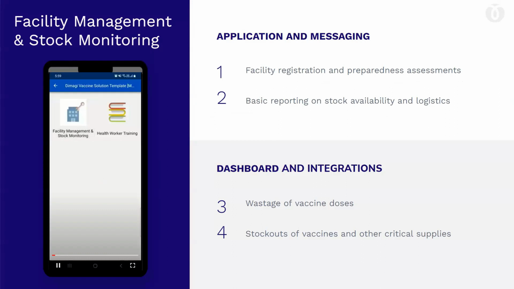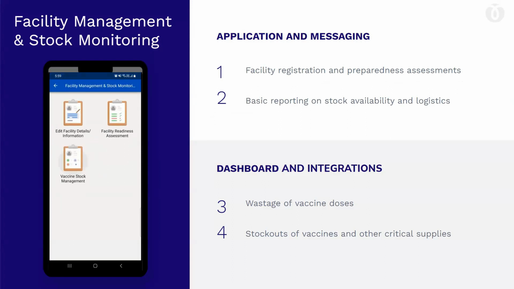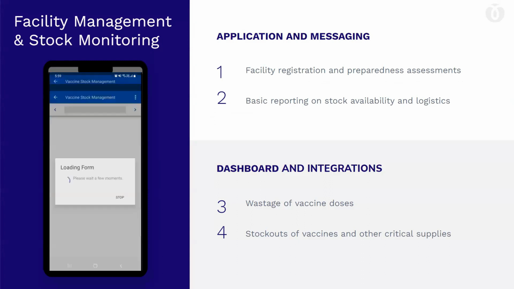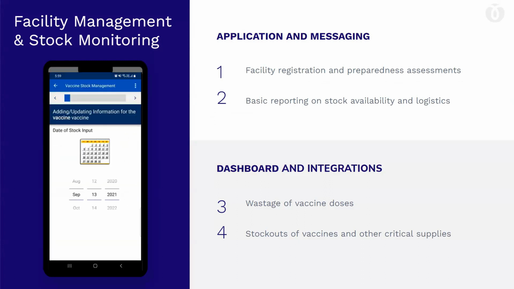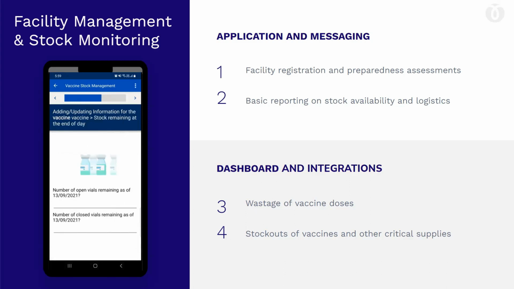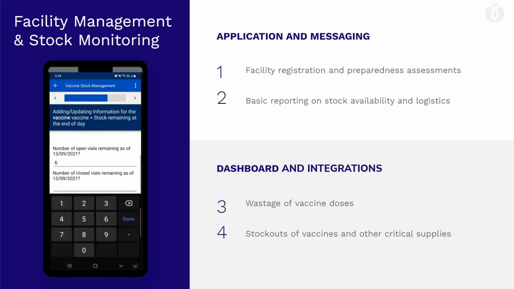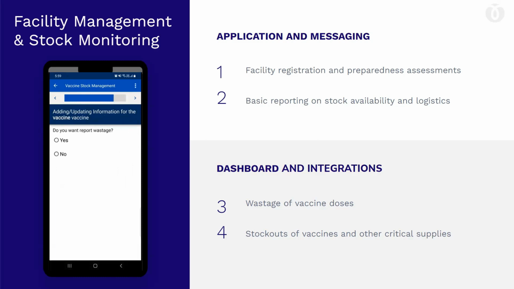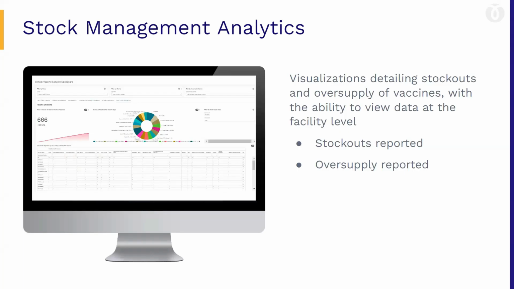The fifth workflow is facility management and stock monitoring. As we all know, even if we address vaccine hesitancy and mobilize clients to visit a clinic for vaccination, all of this goes to waste if the facility isn't equipped to administer the vaccine. This workflow allows facility managers to complete self-assessments of preparedness for vaccination activities and to report on stock availability. At an administrative level, the dashboard reports on stockouts and oversupply to assist with stock balancing across vaccination sites.